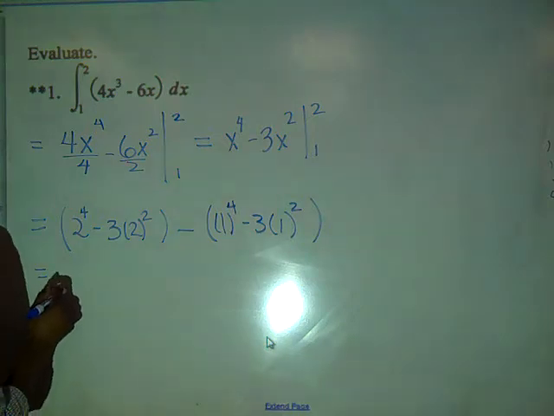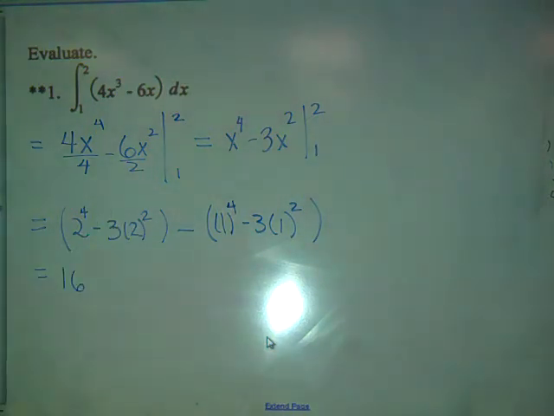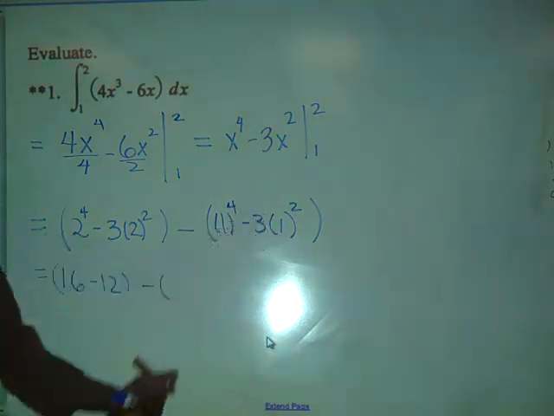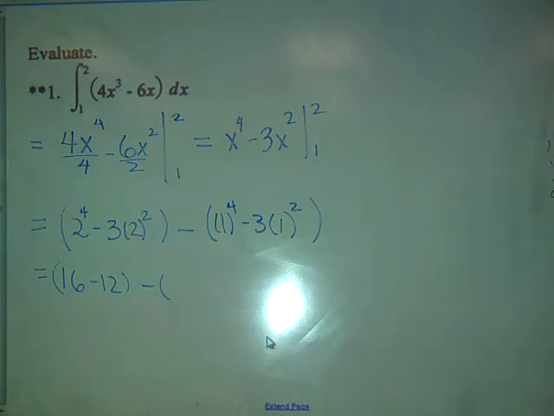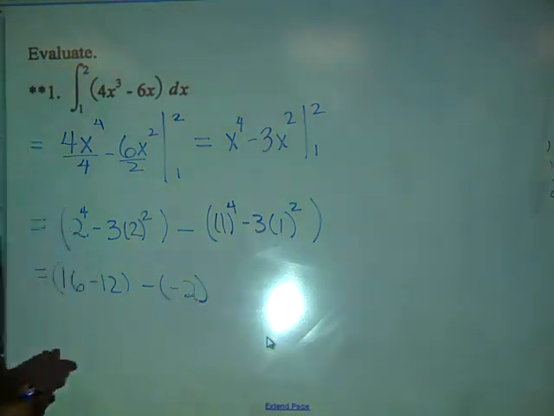2 to the 4th power is 16. 2 squared is 4, times 3 is 12, so that's 12. Minus, that's going to just be 1 minus 3, right? So that gives me a negative. Is that correct? So what do we get here? 6.